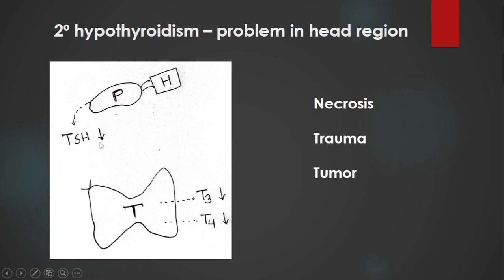When there is low production of TSH, ultimately there is low production of T3 and T4 from thyroid gland, because this TSH is the one which comes and acts at thyroid gland and stimulates production of T3 and T4. So from pituitary initially there is low production of TSH, and finally there is low production of T3 and T4 from thyroid gland. So all get decreased. This is the condition of secondary hypo, problem in head region. What can be the cause? Necrosis can be there in head region, in pituitary, trauma can be there, tumor in pituitary can be there which suppresses the production of hormones.